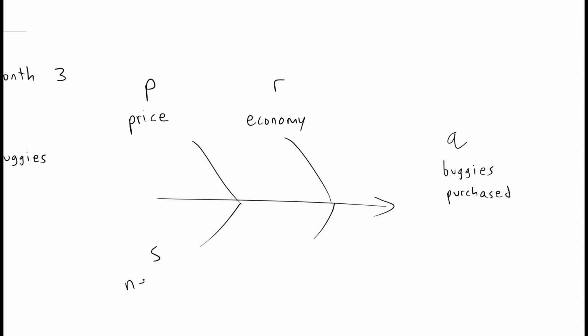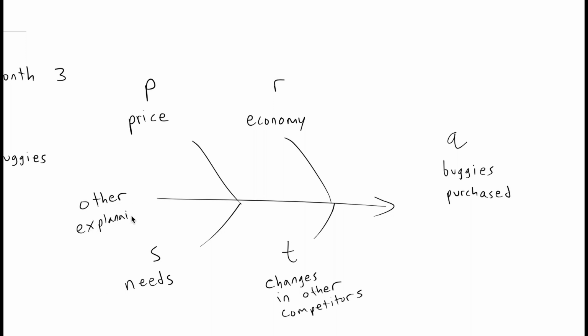The population needs could have changed from month 1 to month 2. Maybe they just need more buggies because it's a baby boom. Or it could be changes in other suppliers in the area. Like if one place goes out of business, then that could affect how many people shop at your shop. All kinds of things. There could be other explanations too. This is not a controlled scientific experiment.